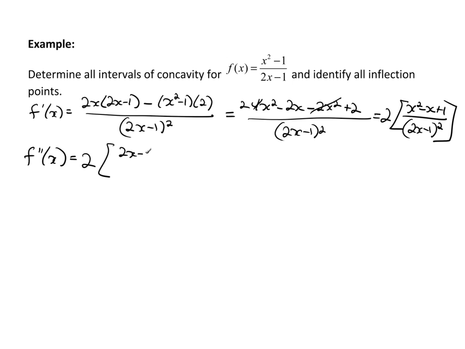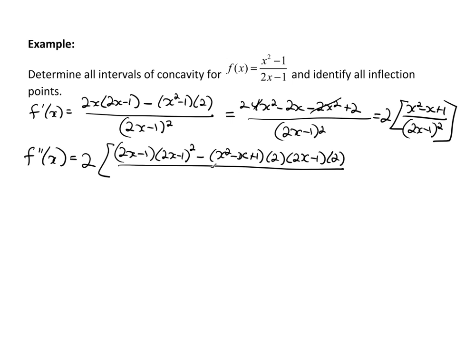So this would be 2x minus 1 times 2x minus 1 squared minus x squared minus x plus 1 times 2 times 2x minus 1 times 2, just doing the chain rule there, over 2x minus 1 to the 4th. Well, I'm going to get rid of that and just make this a 4. And obviously, I need to do some simplification here.